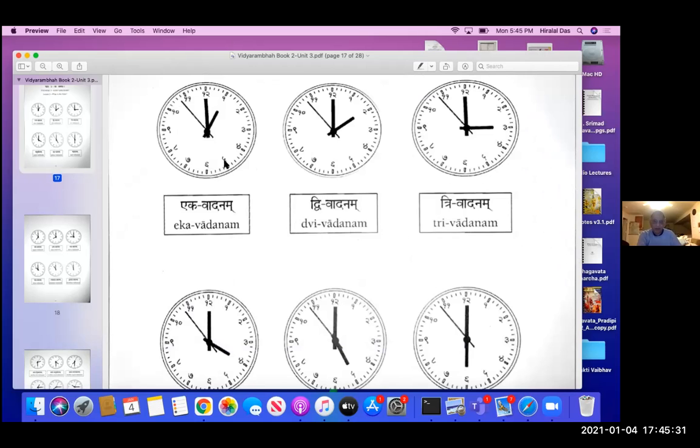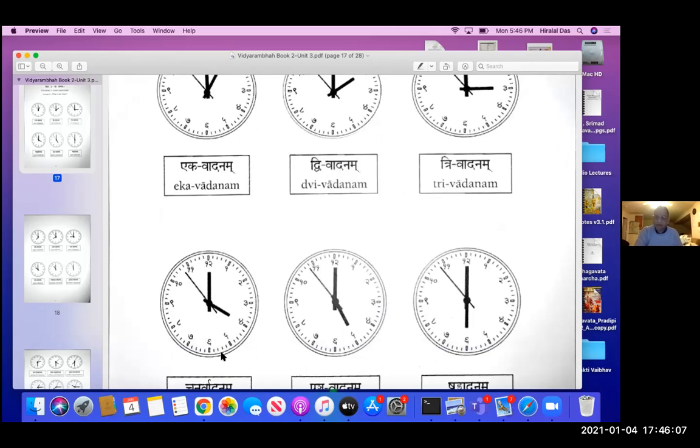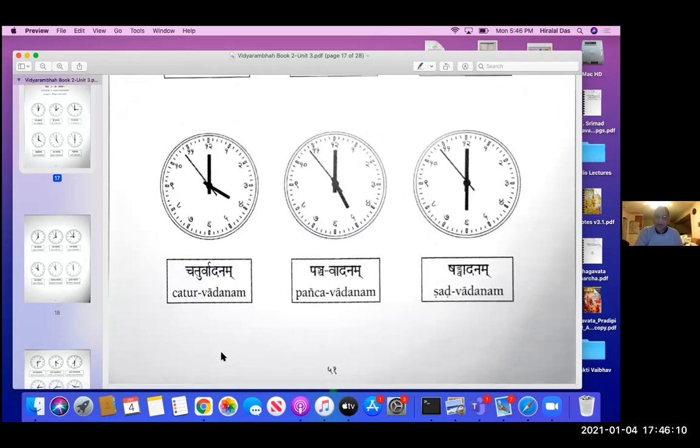Ekvadanam, Dvivadanam is very simple. Everybody should know, there should not be confusion because it's very, very simple. The relationship of short and long hand. When you say Ekvadanam, in English you say 1 o'clock. So the short hand pointing 1, long hand pointing 12. Very simple. Dvivadanam, 2 o'clock. Short facing 2, long facing 12. Trivadanam, short facing 3, long facing 12. Chaturvadanam. Right? So this is very simple. Everybody knows that? Clear, Prabhuji? So the full hour, nobody should have a problem.